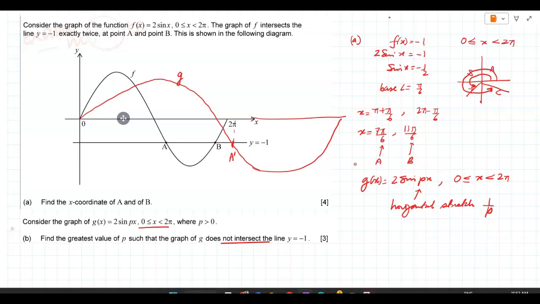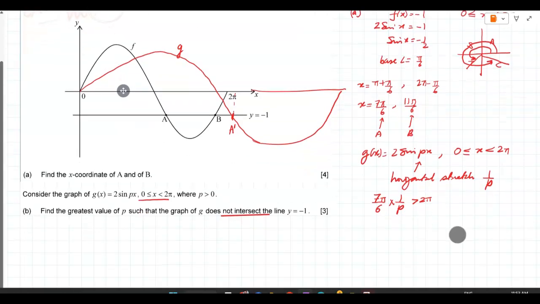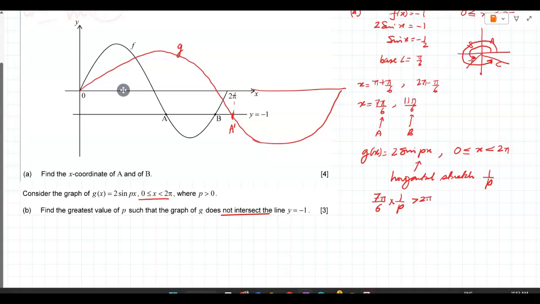That means I have to take the x coordinate of A, it's greater than 2 pi. I take the x coordinate of A and stretch it in such a way that it's greater than 2 pi. Correct? Stretch it so that it's beyond 2 pi. So then you solve for p. To make it easier, you take it equal to this, and solve for p basically. So 7 pi is equal to, cross multiply, 6, correct? Pi cancels. So what's the value of p? 7.